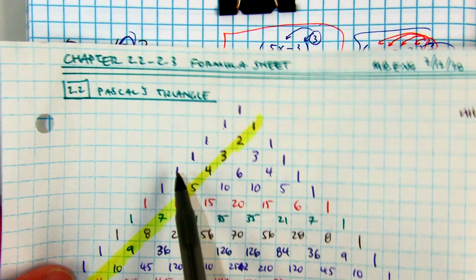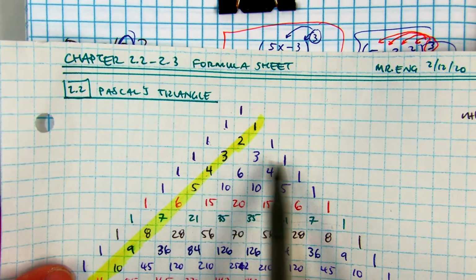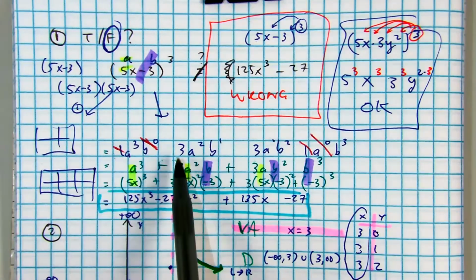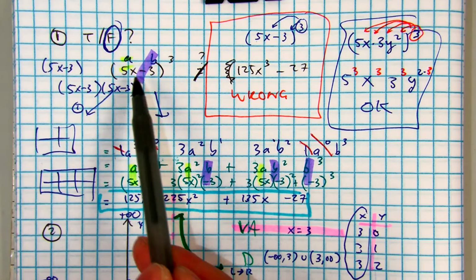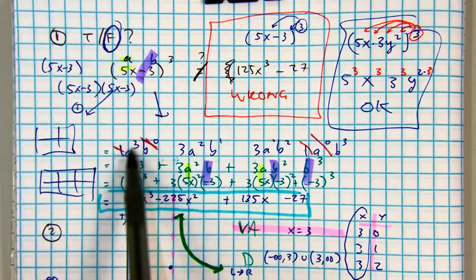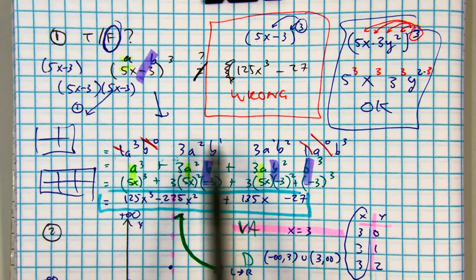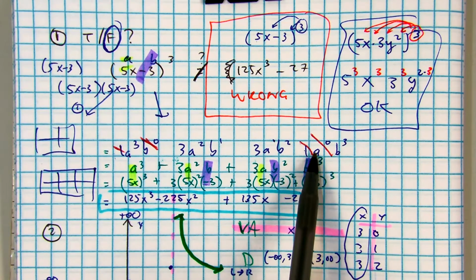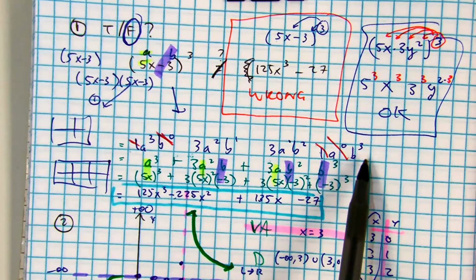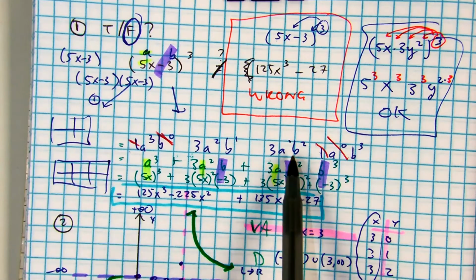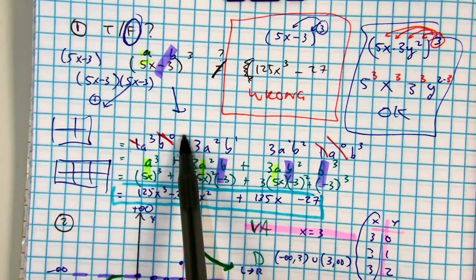And then I need my coefficients, 1, 3, 3, 1. And then I start with a to the 3rd power, and I count down: a squared, a to the 1st, a to the 0. And then I start with the b's, b to the 3rd power on the right side, and I count down: b cubed, b squared, b to the 1st, b to the 0 power.